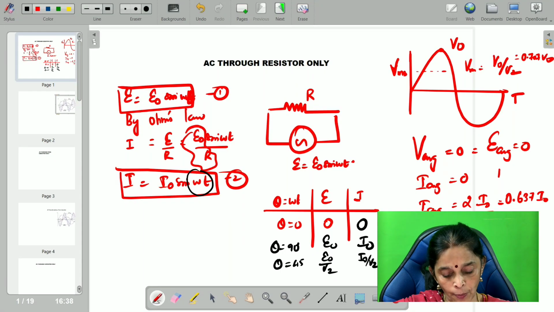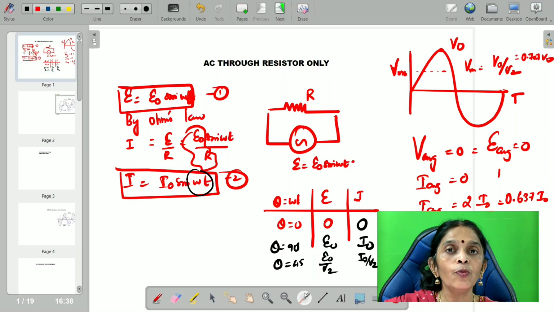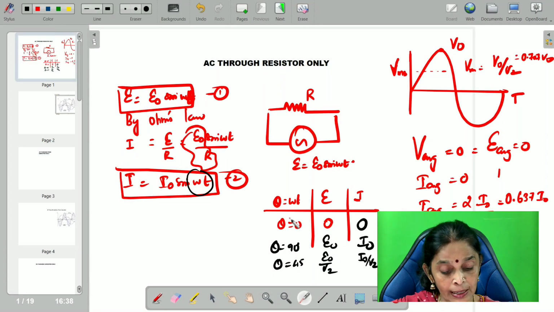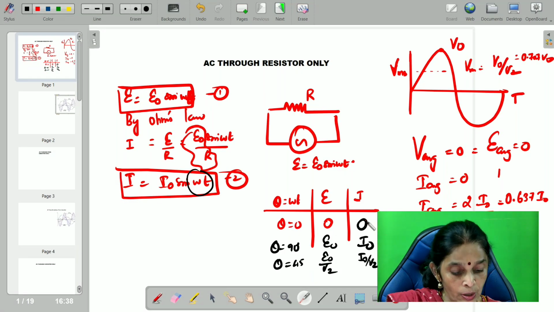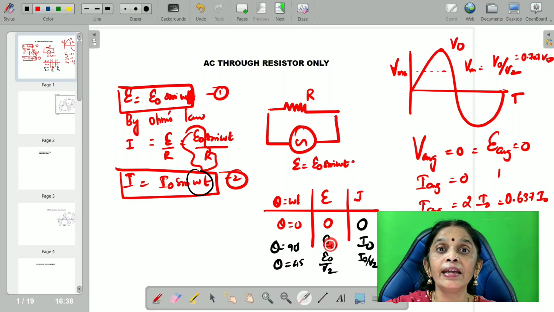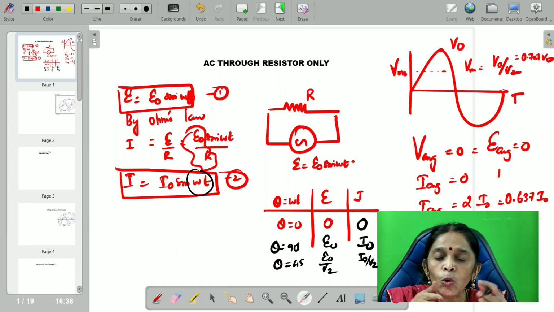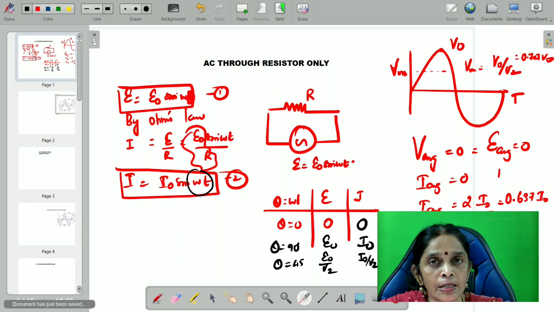So from this, what can you understand, children? Please listen here. When theta is equal to 0, E is 0 and I is 0. When E value is 0, I value is also equal to 0. When E value is equal to E0, I value is also equal to I0. That means both are traveling in the same phase.